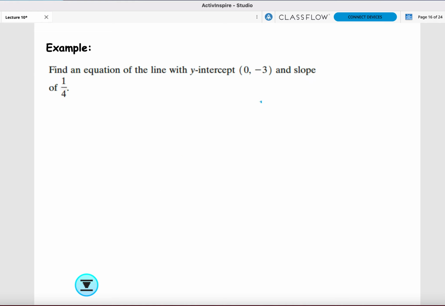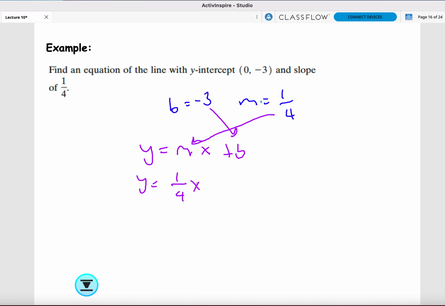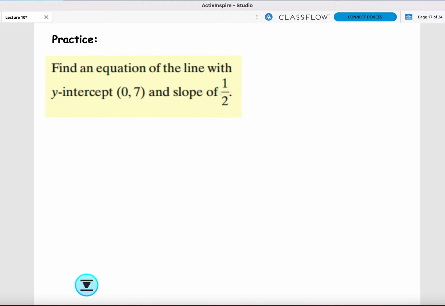Find an equation of the line with y-intercept (0, -3) and slope of 1/4. So it's telling us that b equals -3 and m equals 1/4. Remember the formula y equals mx plus b. Plug this in. This goes in for m, and this goes in for b. So then we get y equals 1/4 x minus 3. And we're done. Practice. Find an equation of the line with y-intercept (0, 7) and slope of 1/2. So we know m equals, remember, pause it. m equals 1/2. b equals 7. So y equals 1/2 x plus 7. And we're done.